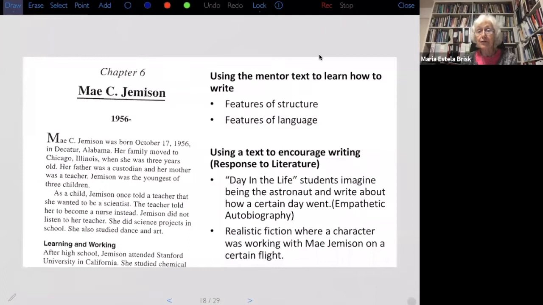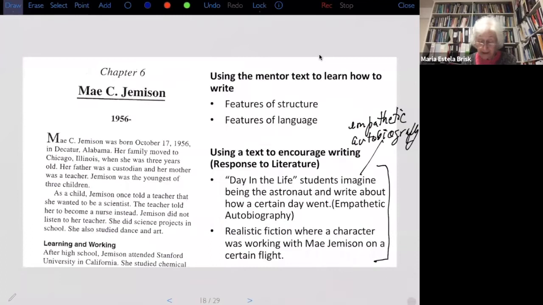So you see, this is really response to literature. It's telling the kids to write, but it's not teaching them to write. Because here she is requiring them to write what is called an empathetic autobiography. That means an autobiography in character, as if you were somebody else. And here she's asking them to write a realistic fiction, and she hasn't taught either of them, okay?